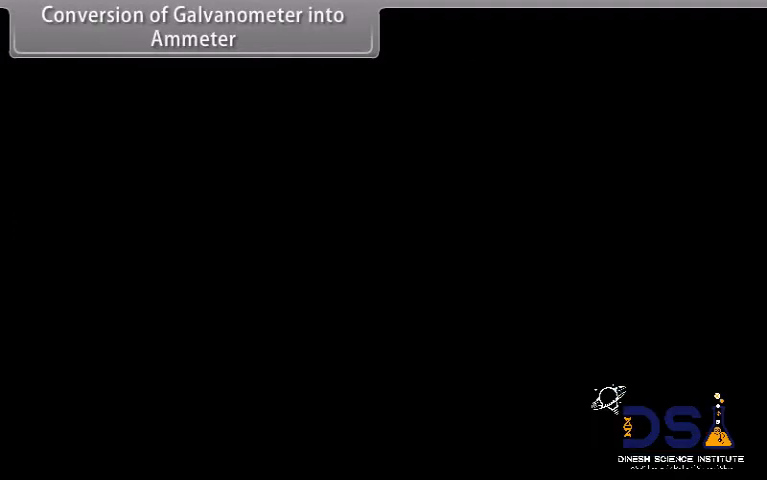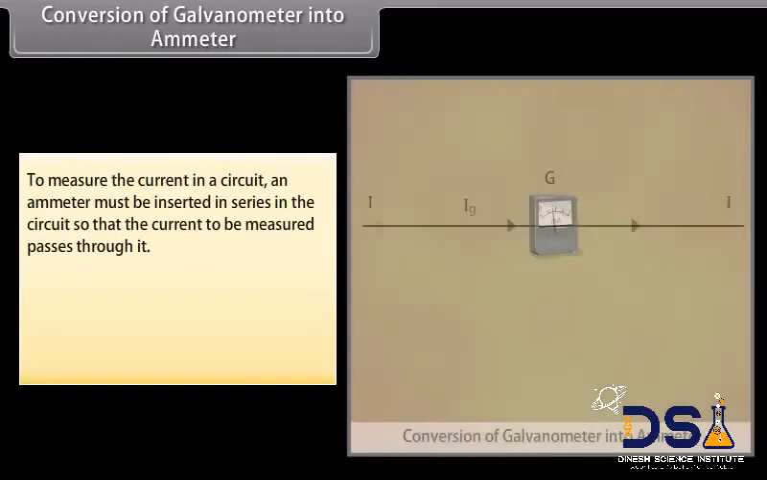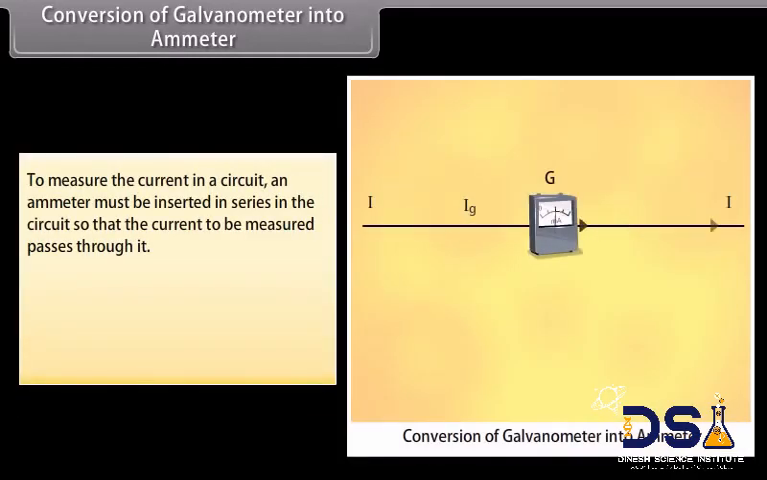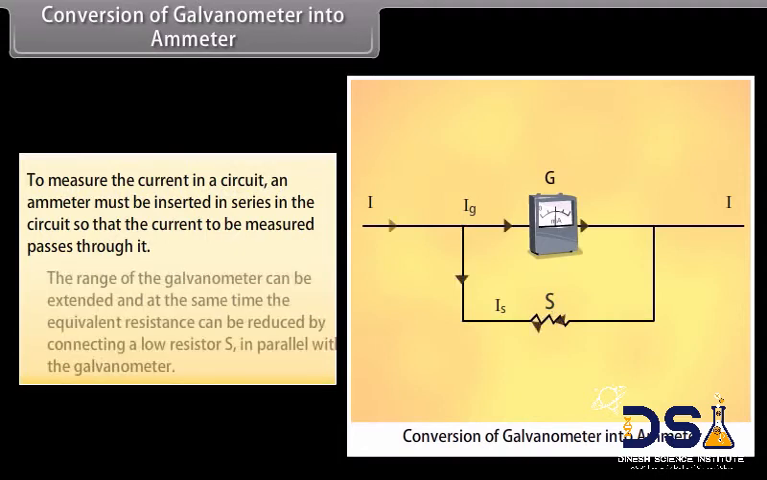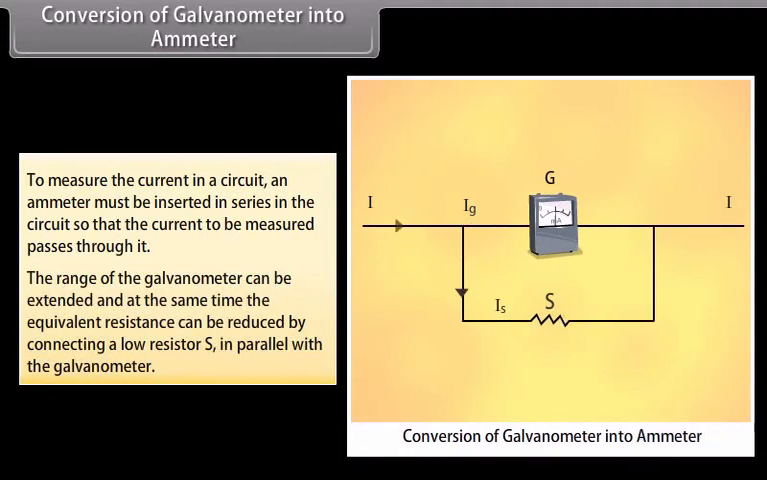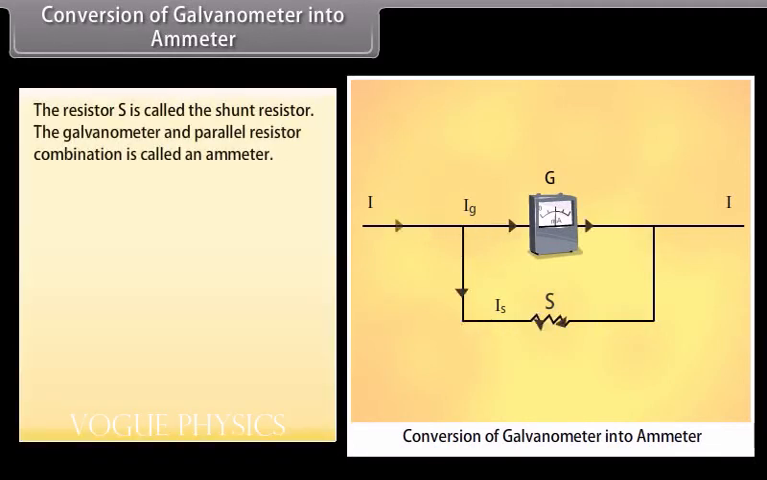Conversion of galvanometer into ammeter. To measure the current in a circuit, an ammeter must be inserted in series in the circuit so that the current to be measured passes through it. The range of the galvanometer can be extended, and at the same time, the equivalent resistance can be reduced by connecting a low resistor S in parallel with the galvanometer. The resistor S is called the shunt resistor. The galvanometer and parallel resistor combination is called an ammeter.